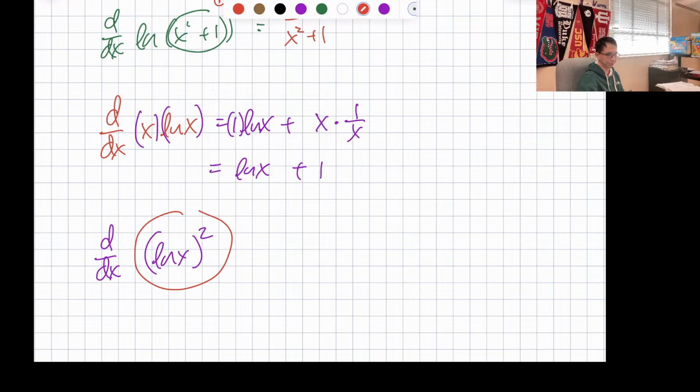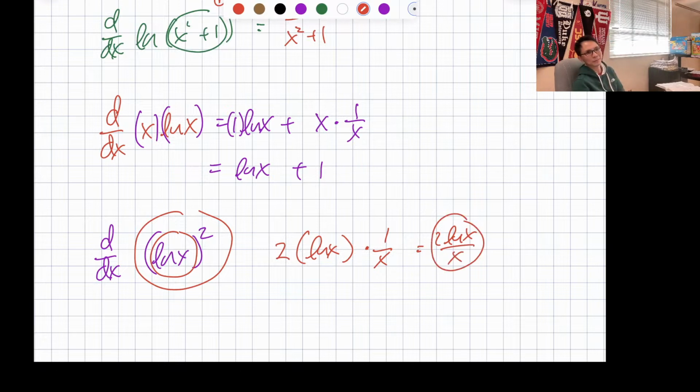There's a chain rule. So you must take the derivative of the 2 first, ln of x, and then take the derivative of the inner parenthesis, which is 1 over x. And so it'd be 2 ln of x over x. Does this make sense?